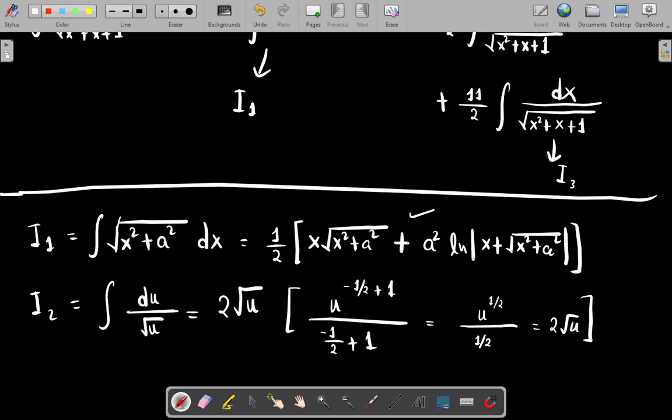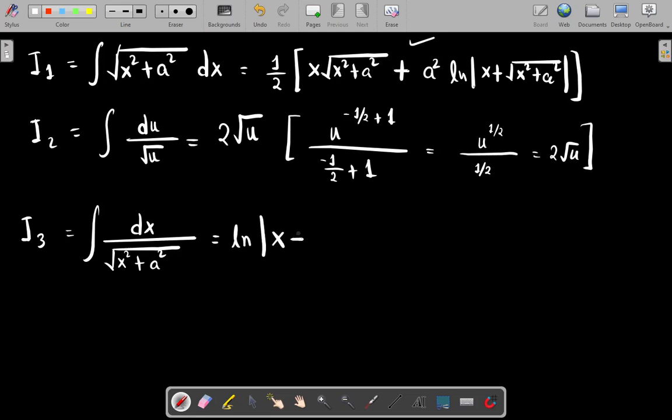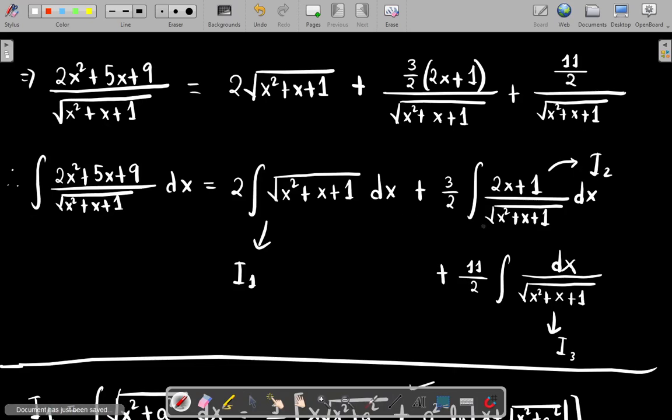And for the last integral, again this time I have to use this formula, dx upon square root of x square plus a square. So this formula is logarithm of absolute value of x plus square root of x square plus a square. These are the three formulas that I will use for these three different integrals.